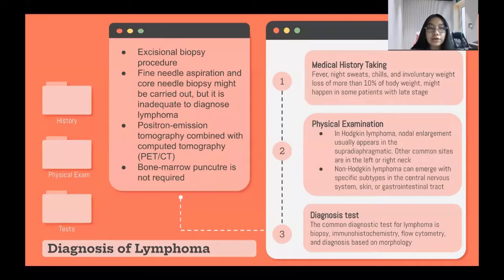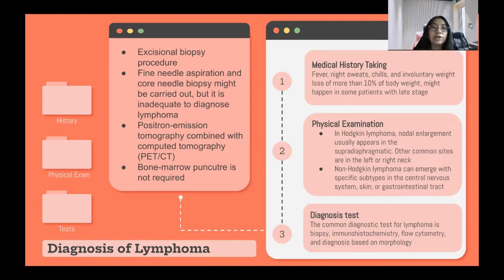Hello everyone, my name is Gloria with the last 3-digit number 162, and I'm going to explain how to diagnose lymphoma. The diagnosis of lymphoma involves history taking, physical examination, and laboratory tests. While taking the medical history, fever, night sweats, chills, and involuntary weight loss of more than 10% of body weight might happen in some patients with late stage.